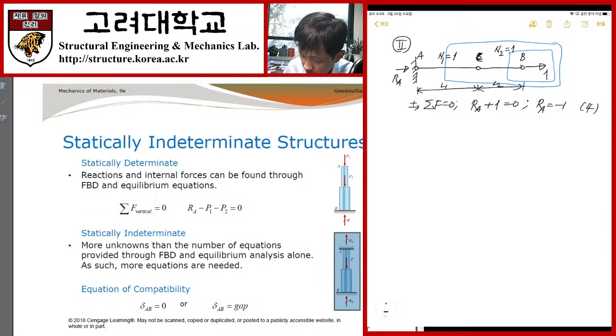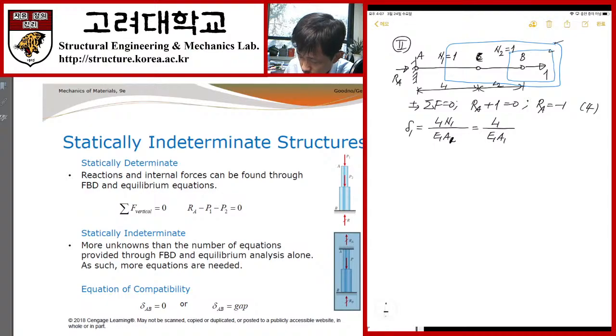This is the free body diagram, and for this choice of free body diagram, is it clear? Do you have any questions? Then I can calculate the elongation for segment 1. Delta 1 is L1 and N1 divided by the elastic modulus and the cross-section area of that segment. But N1 is equal to 1, isn't it right? That's why it is equal to L1 over E1 and A1.